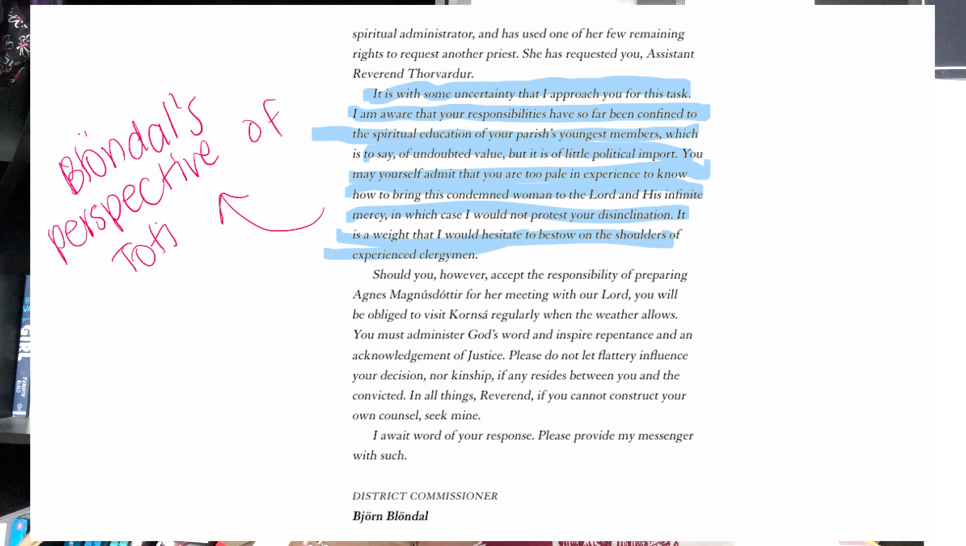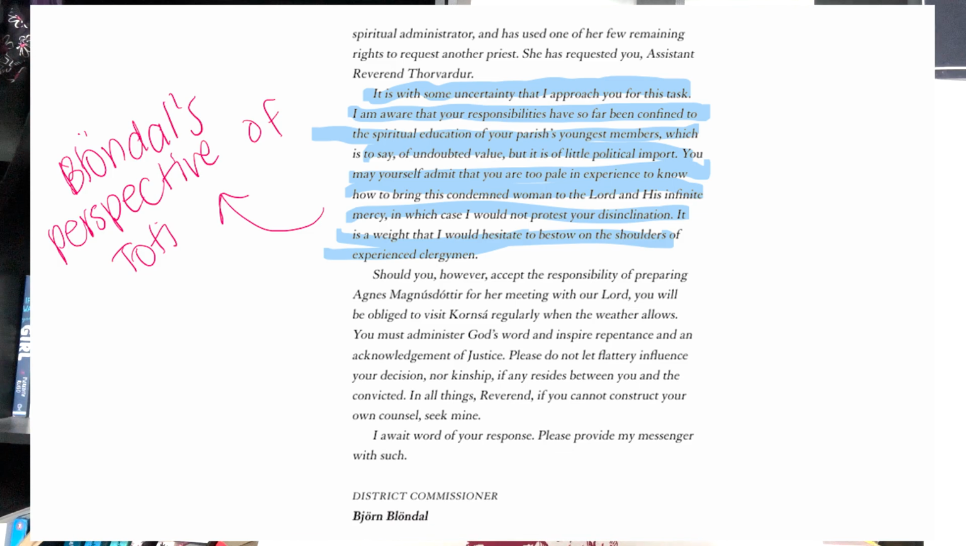We also have a really strong piece of evidence for how Toti is viewed by his society. The "too pale in experience" quote is one that I feel like we talk about all the time because it's a really, really good quote to use. But the fact that it's come from this historical document, the fact that this was said explicitly from Bjondel to Toti in his letter to ask him to do the job is so important because Toti accepted the position knowing that. He's also been given a really clear idea of what the expectations are of Toti.